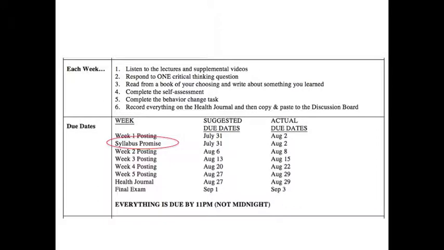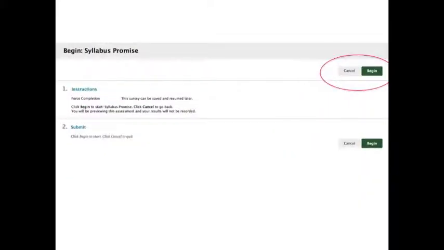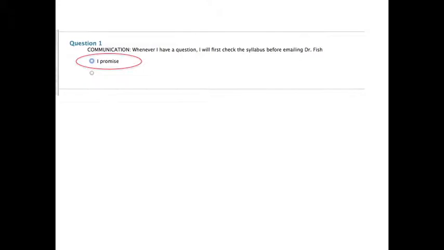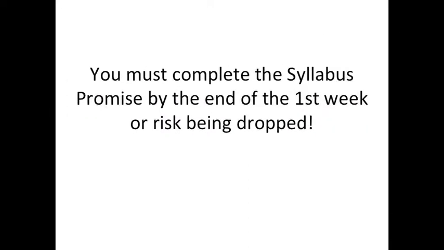The syllabus promise is found in the Submission tab. Anything you submit is in the Submission tab. So click on Submissions, then Syllabus Promise, then Begin. Then click the first radio button next to I promise or I understand for each of the items. When you're finished, please print the syllabus promise so you have a hard copy of it. You must complete the syllabus promise by the end of the first week or risk being dropped from the course.